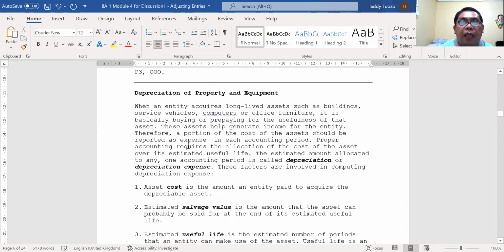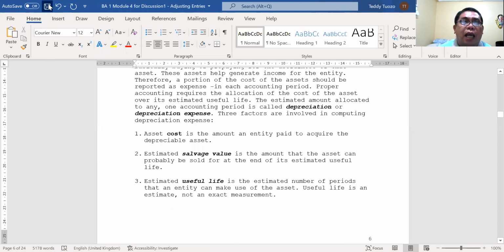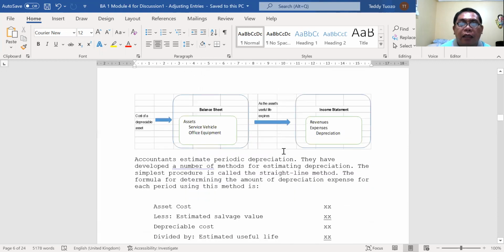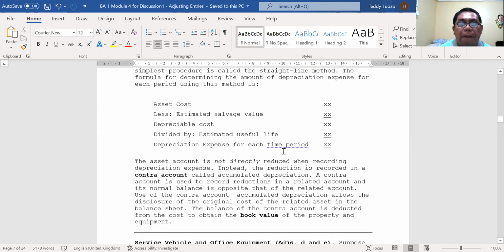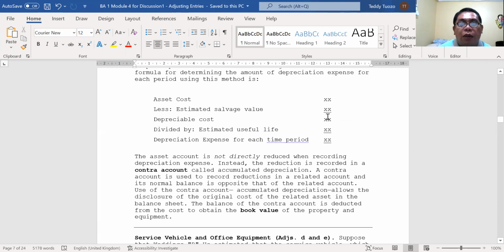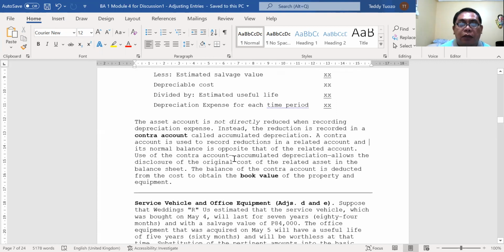Okay, depreciation of property. Actually, we already discussed this, even accumulated depreciation. Remember that depreciation is equal to the cost of the asset minus salvage value, if any, divided by the life of the asset. We have been discussing this already, so formally, let's take it up. This is the solution on how to prepare the depreciation expense.